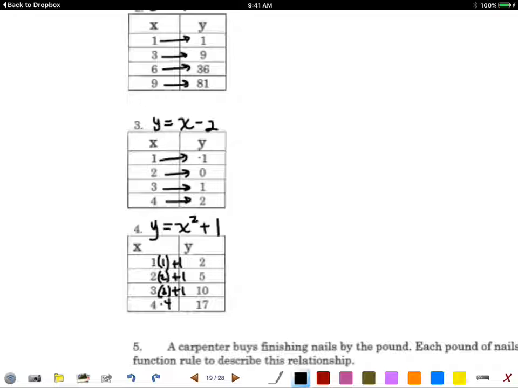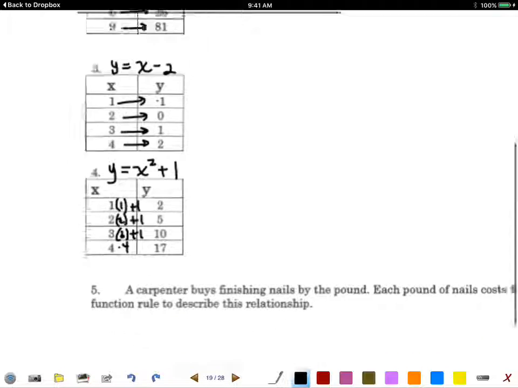Okay, there will be some that are tricky, and you just have to sit there and think, what am I doing to that x value to get the y? It's possible that you might have to multiply it by 3 and then subtract 2 or something, but you just start with the first ordered pair and work your way. Once you find something that works, check the rest of the table. It has to work all the way down the table.